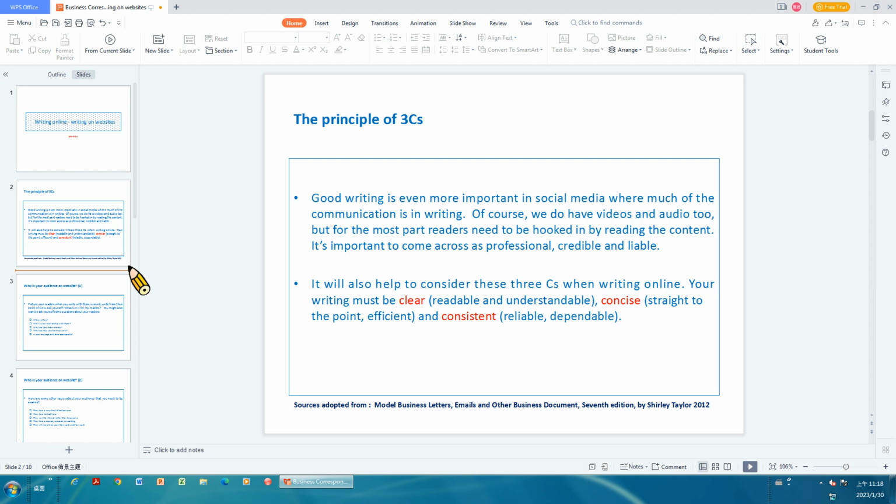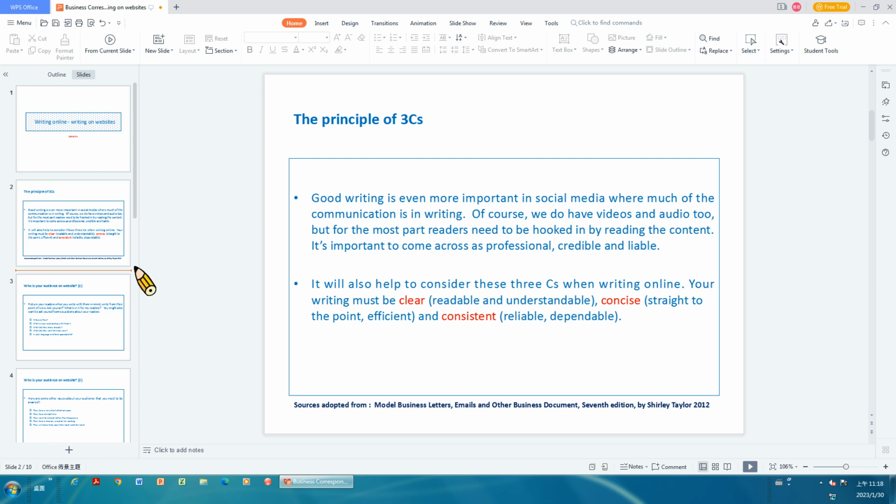Of course, we do have videos and audio too, but for the most part, readers need to be hooked in by reading the content. It's important to come across as professional, credible, and reliable. It will also help to consider these three C's when writing online.